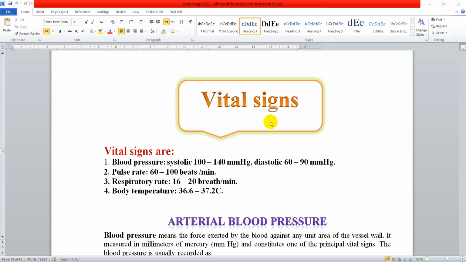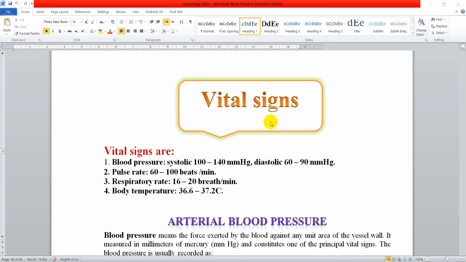Almost every patient in the future we may try to diagnose, you should notice these vital signs. So the normal blood pressure is two-part, systolic and diastolic. Systole in the normal range is 100 to 140 millimeter mercury, and diastole the low.